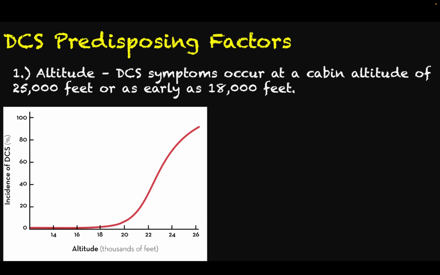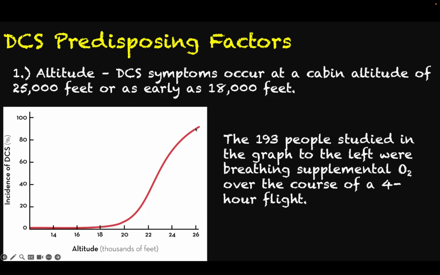This chart shows on the y-axis the incidence rate of DCS symptoms, and on the x-axis the altitude in thousands of feet. I said as early as 18,000 feet, but even at 18,000 feet you can see the incidence rate is pretty low. You don't really start to see an inflection point until about 22,000 feet, and the incidence rate goes way up near 100% at that 25,000 feet threshold.